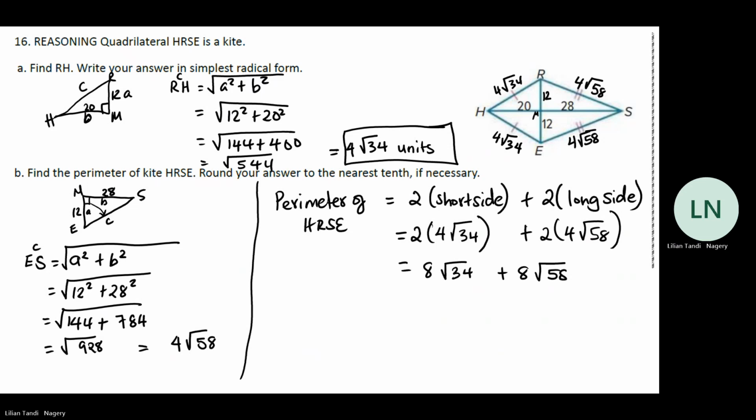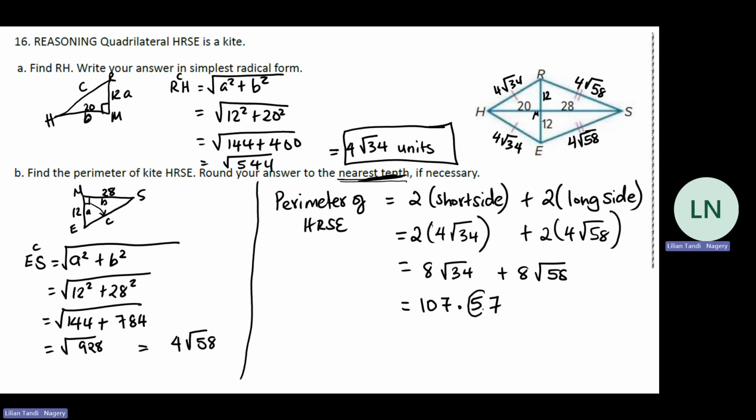Okay. So 8 square root 34 plus 8 square root 58. Press SD, that gives you 107.57 because we've been told to round to the nearest tenth. If you've been told to round to the nearest tenth, you only need 2 digits after the decimal.